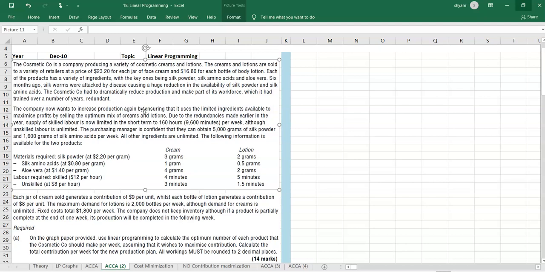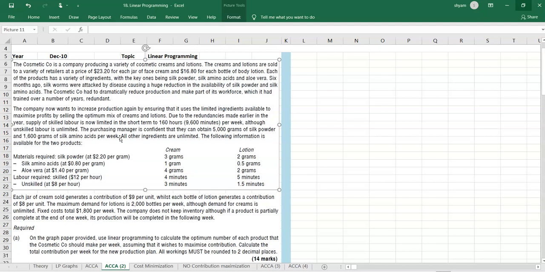Apart from that, where they would try to confuse you is in terms of the hours, minutes, and weeks. Labor is given in terms of hours and also minutes, and the numbers given are only in terms of per week. I think what we would ideally be finding out is the optimum production per week.